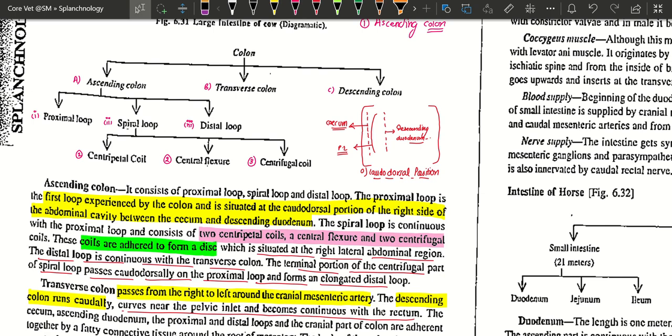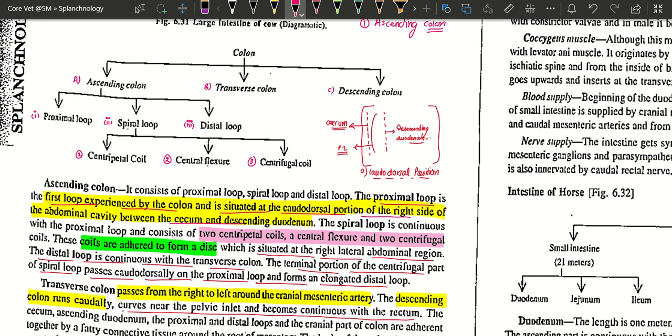Now, talking about the proximal loop. It is the very first loop that exits the cecum, right? The proximal loop is the first loop of the colon and is situated on the caudodorsal portion of the right side of the abdominal cavity, in between the cecum and the descending duodenum. First of all, you have to know that the proximal colon is situated caudodorsally, means it is situated in the backside of the animal and in the dorsal aspect. Okay, means upward and backward. That's the positioning of the proximal colon.